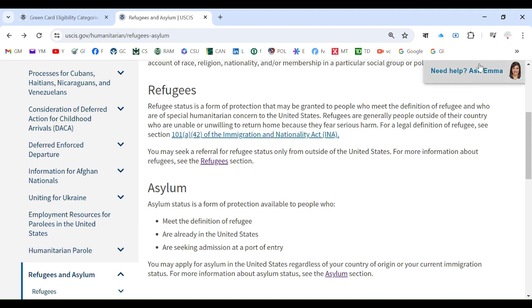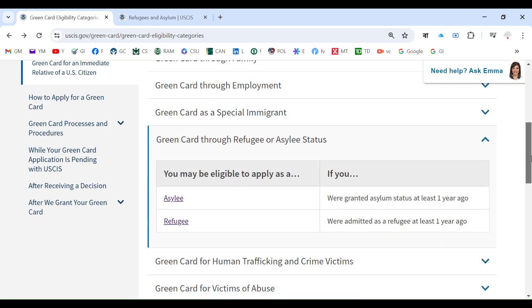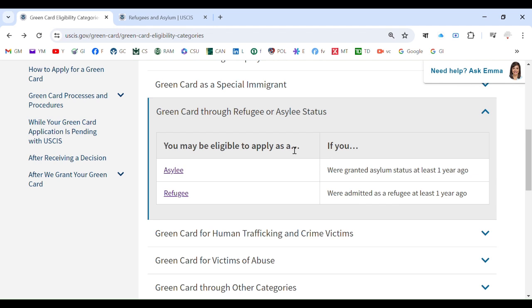Now you already know the difference between refugee and asylee status. As you are clearer about what those things mean to USCIS, let's go deeper into the matter: green card through refugee or asylee status. Let's click here. You may be eligible to apply for a green card as an asylee if you were granted asylum status at least 1 year ago. So you can apply for a green card through asylee status if your asylum application was granted at least 1 year ago.